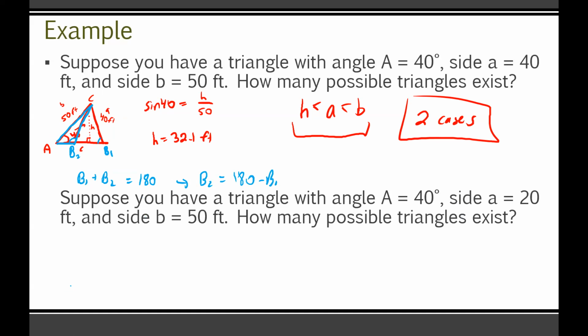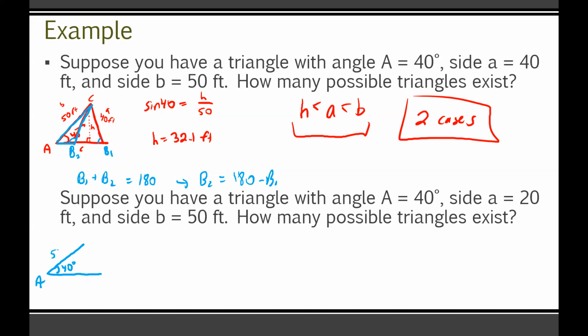All right, here's another example. Suppose you have a triangle with angle A is 40 degrees, side A is 20 feet, and side B is 50 feet. How many possible triangles exist? Once again, draw this. It's the same angle from before, so I'll draw a bottom length here. The same angle, 40 degrees. That's our angle A. We were told side A is 20. We won't draw that quite yet, though.